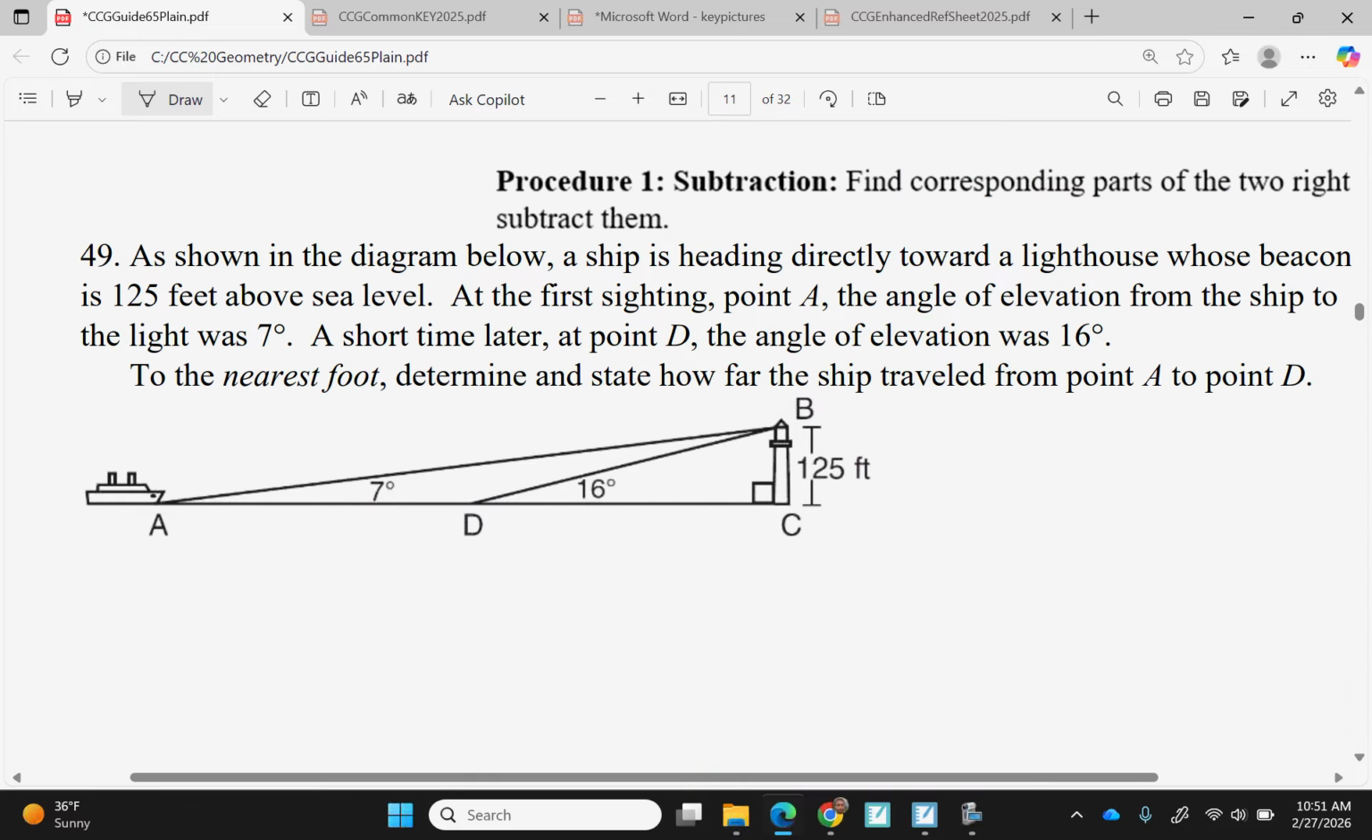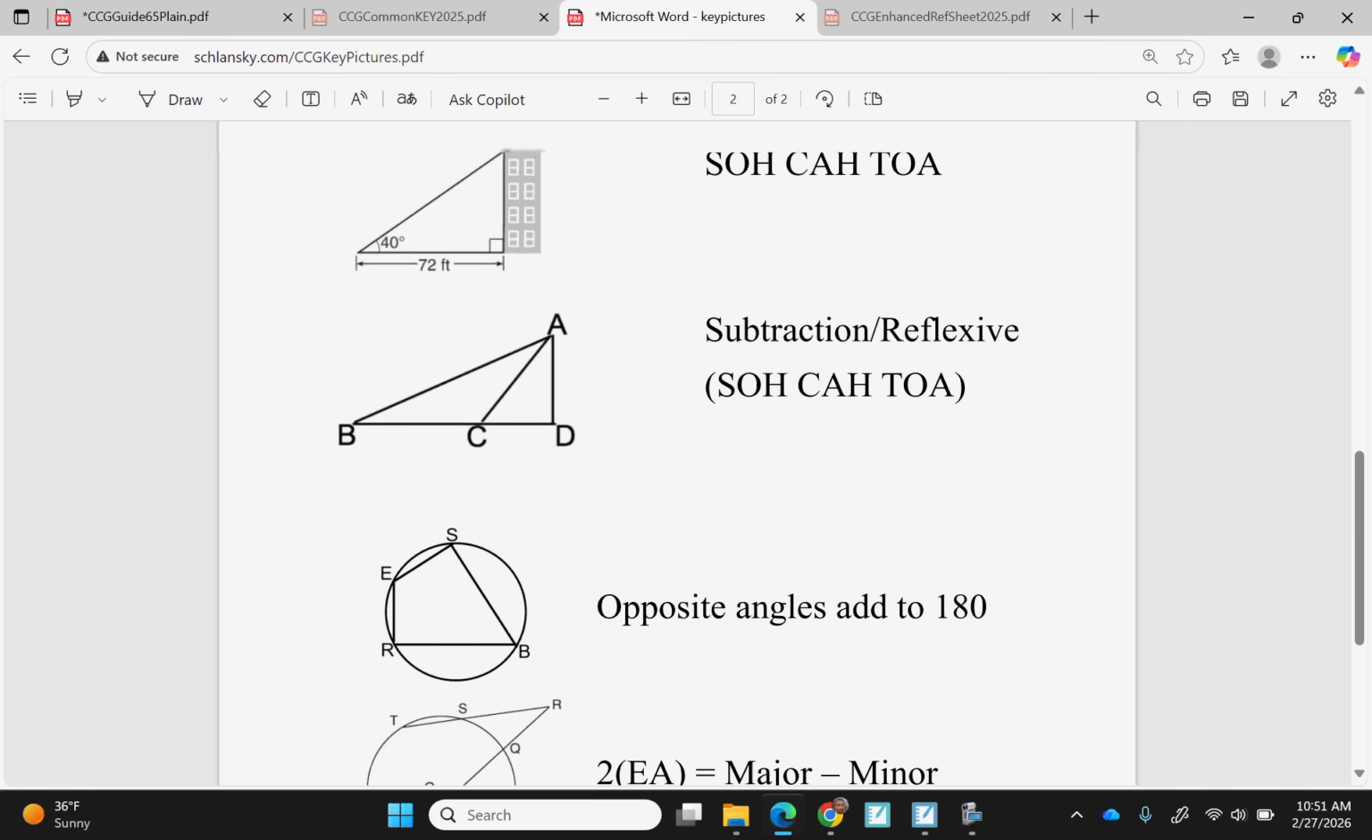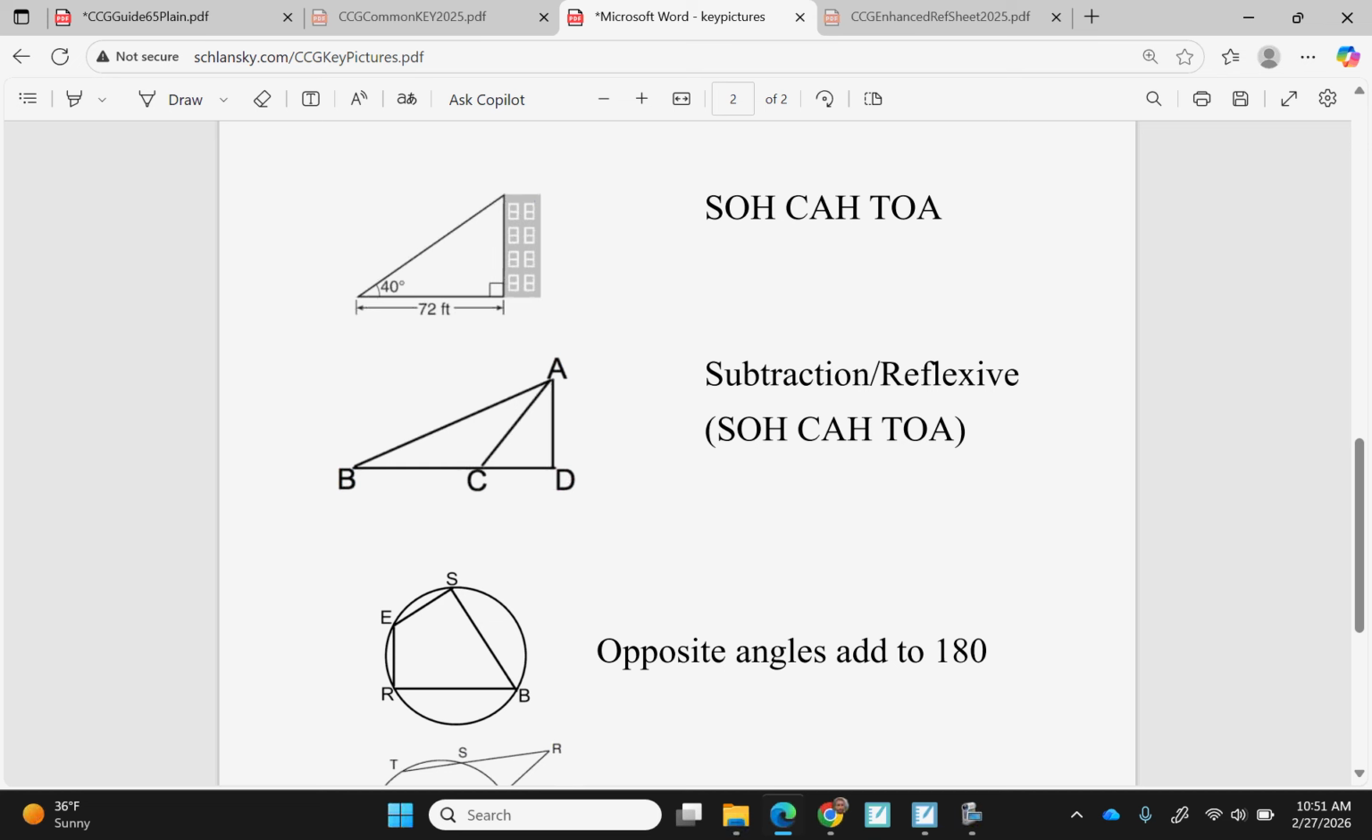Now, this may not be a Schlansky's Guide to 65 question, but I gotta do it. This question, they asked like 70% of the time was a 4-point question. Hasn't come up for a few exams, so either it's due or they're moving away from it, but I'm gonna make sure that all my students are prepared for this picture. Again, this picture is on your key picture sheet. It's a right triangle inside of a right triangle, and when you see this, the number one thing that I want you to think is subtraction.